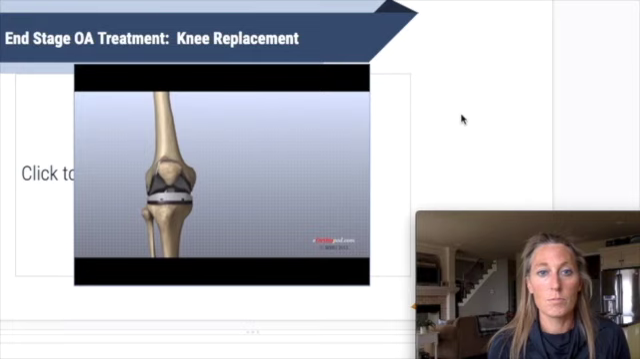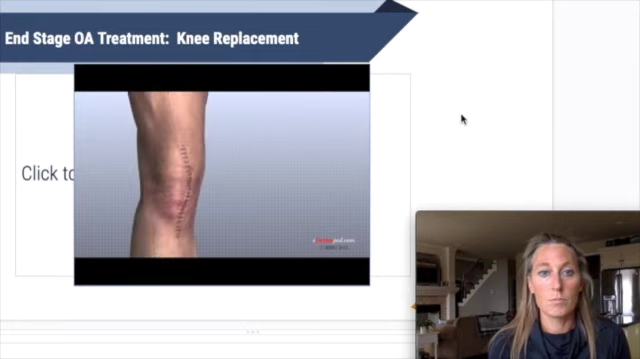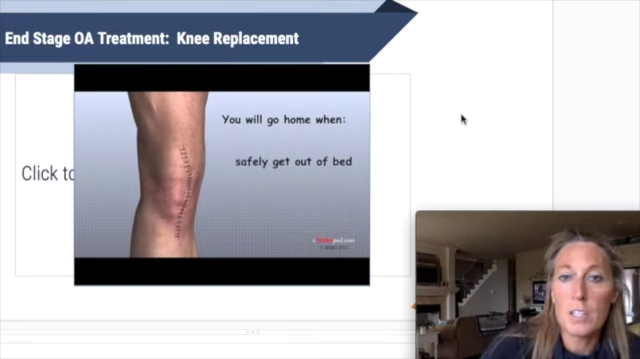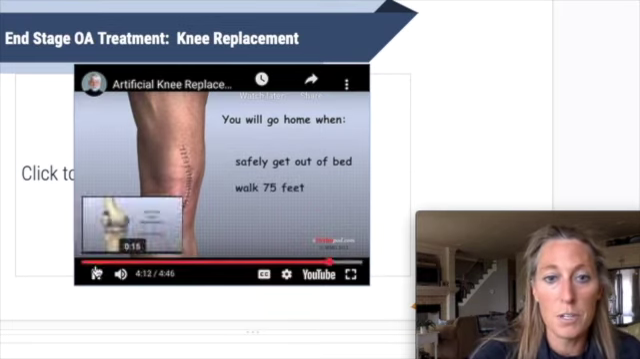The incision is then closed using several layers of sutures. A bandage is applied to the incision, and you are returned to the recovery room. The hospital stay after the procedure varies between 1 to 4 days. You'll be on your way home when you can demonstrate a safe walk of 75 feet and getting in and out of bed. Recovery time for a total knee replacement is about 3 months of rehabilitation.